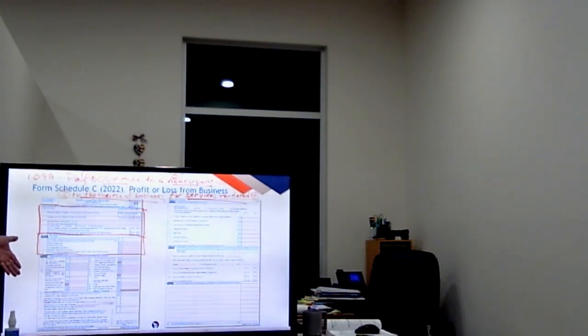So this form, and if you have employees and other business-related tax credits, typically a Schedule C could run anywhere from 200 to 500 or more, depending on the complexity and how much work we have to put into it.